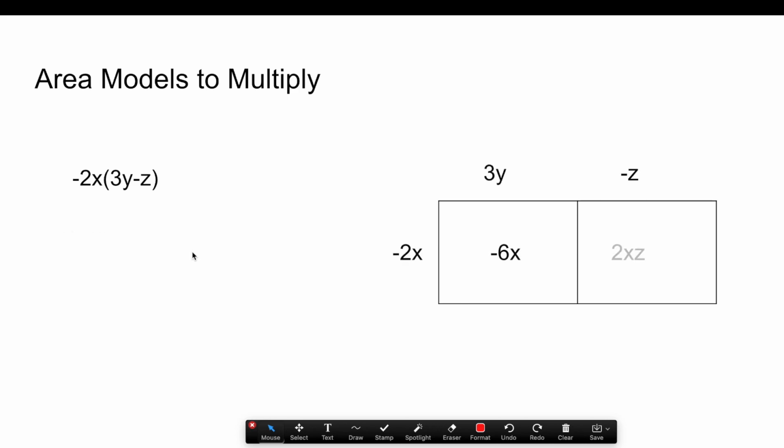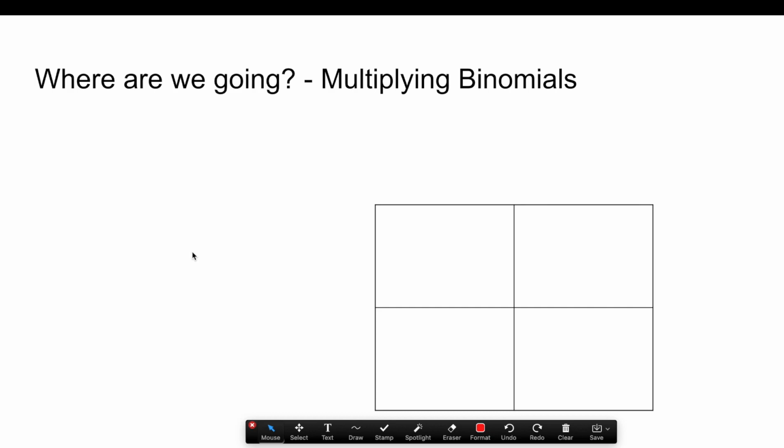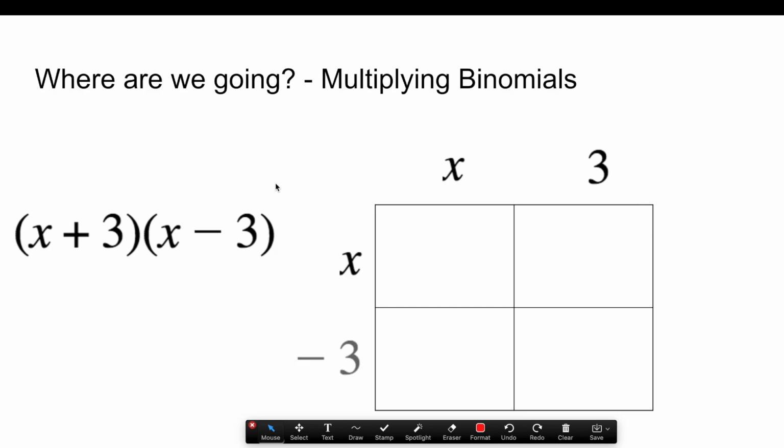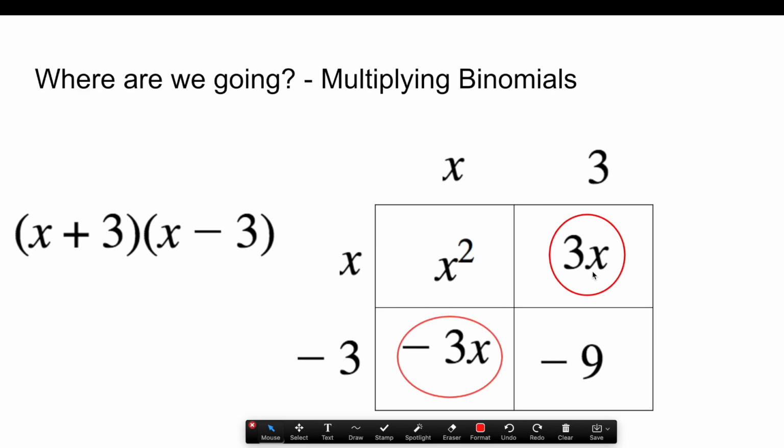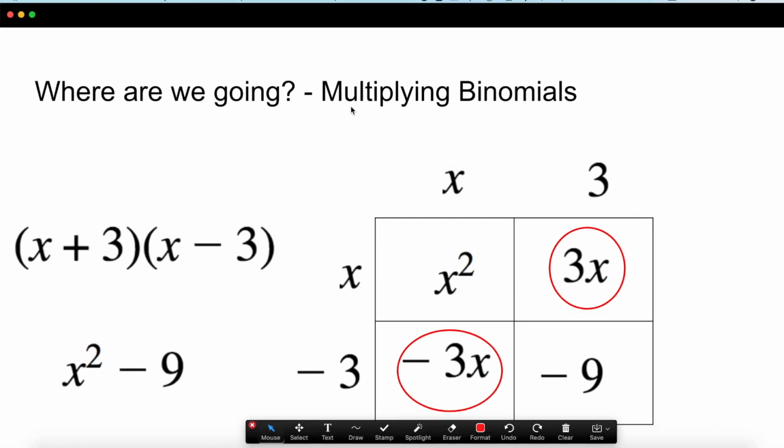We did this already. So where are we going with this? Well, we're going to the point where we're going to use area models to multiply binomials and to factor trinomials and quadratics. Here's an example of what that might look like, just so you can see where we're going. You see in this situation those two terms cancel out and we get x squared minus 9. So for students to be able to get to this level, it's important that they understand the previous slides.